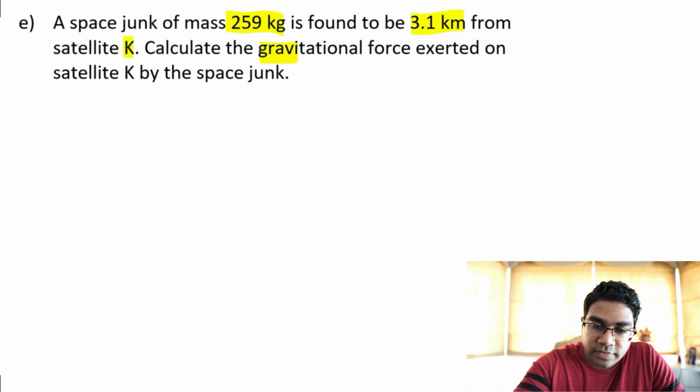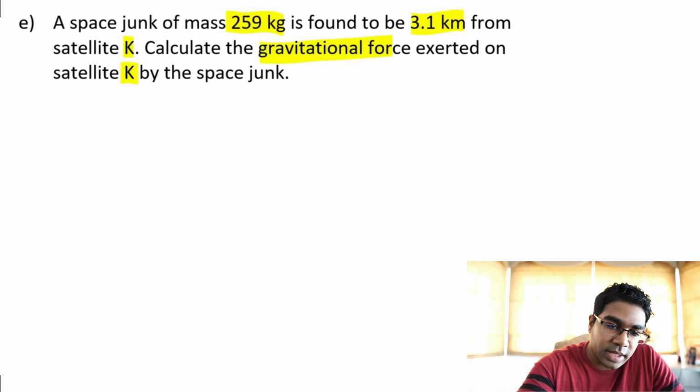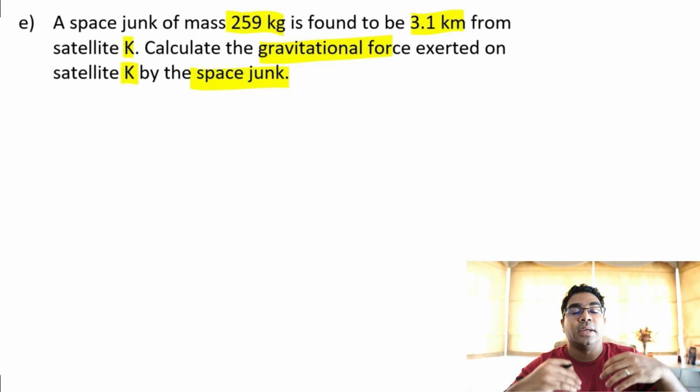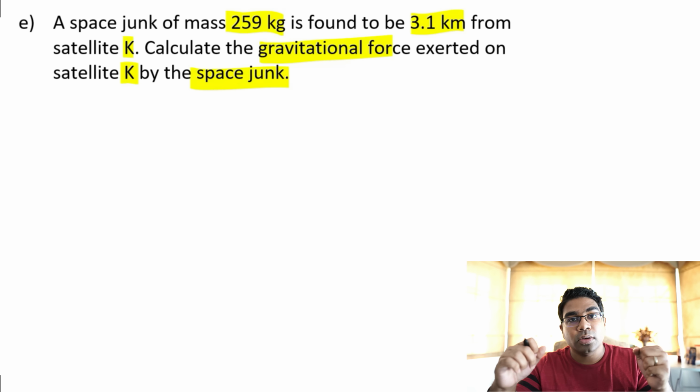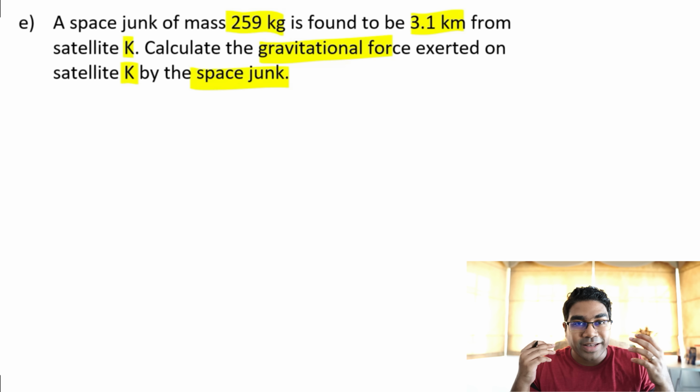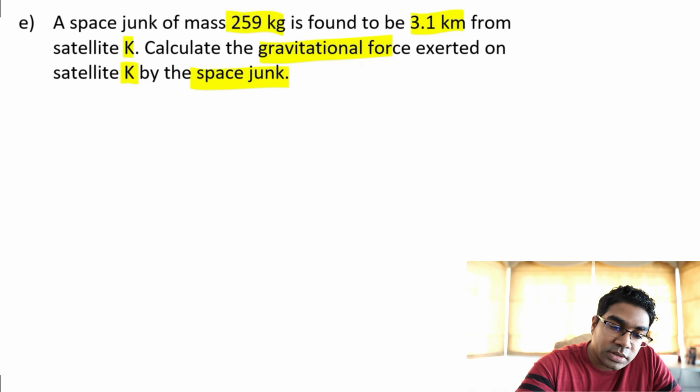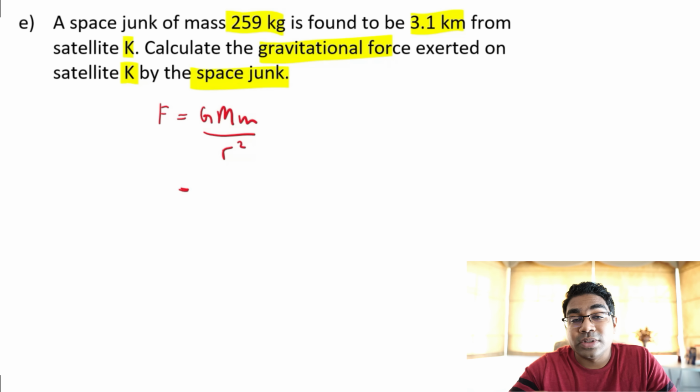A space junk of mass 259 kg is found to be 3.1 km from satellite K. Calculate the gravitational force exerted on satellite K by the space junk. Now, it doesn't matter whether it is the gravitational force exerted on the space junk by K or on K by the space junk, the magnitude is the same. For this, we use Newton's universal law of gravitation, GMm over r squared. Once again, r is the distance between the two centers of mass.